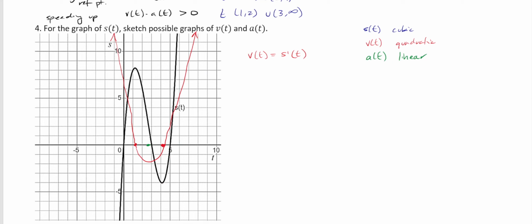Okay? So negative up to this point and positive from here on. Okay, so this is my a(t), and this right here is my v(t), and this black graph right there is my s(t). Okay, so there we have it. Those are graphs of position, velocity, and acceleration.